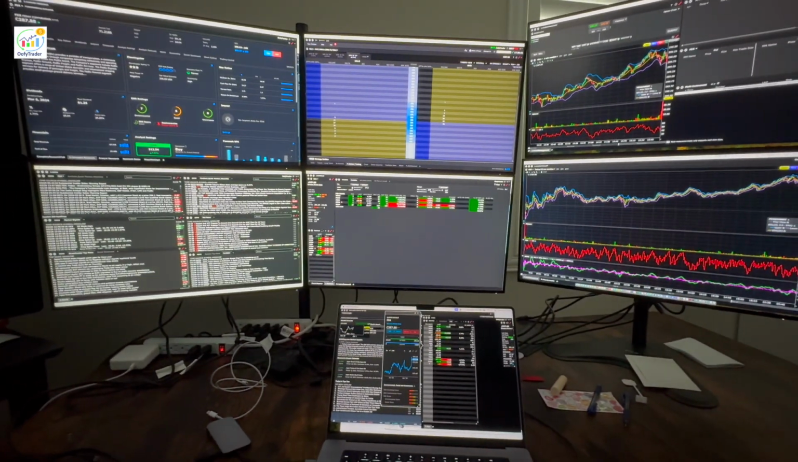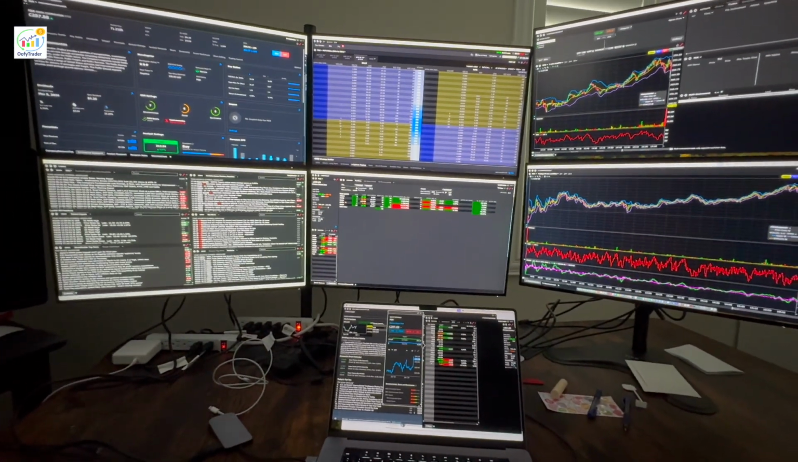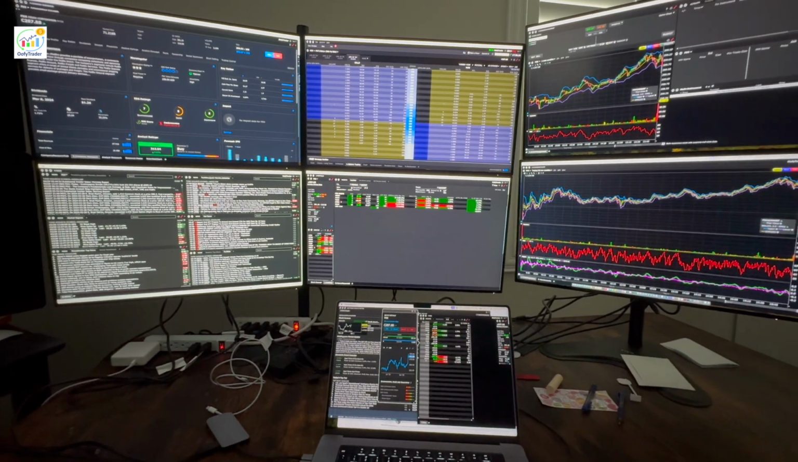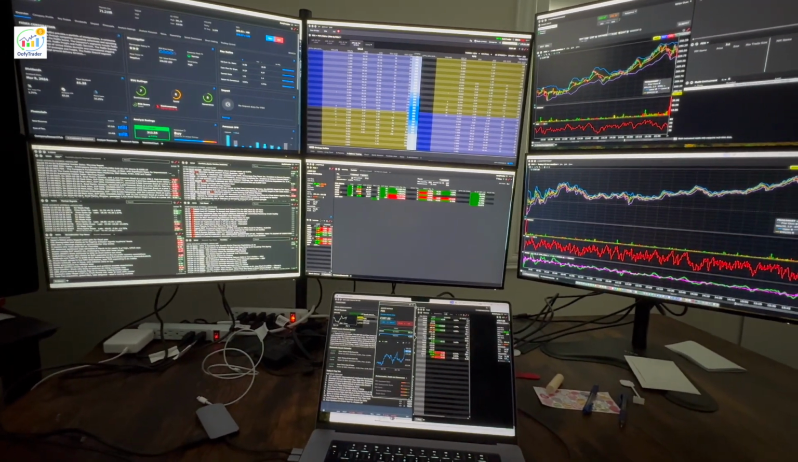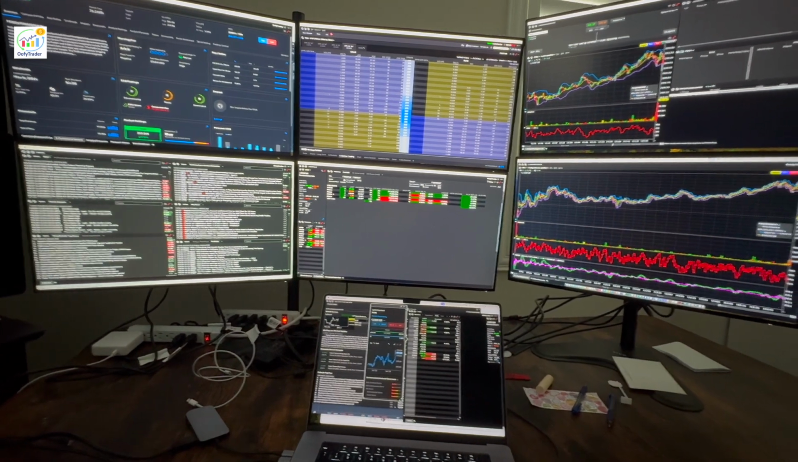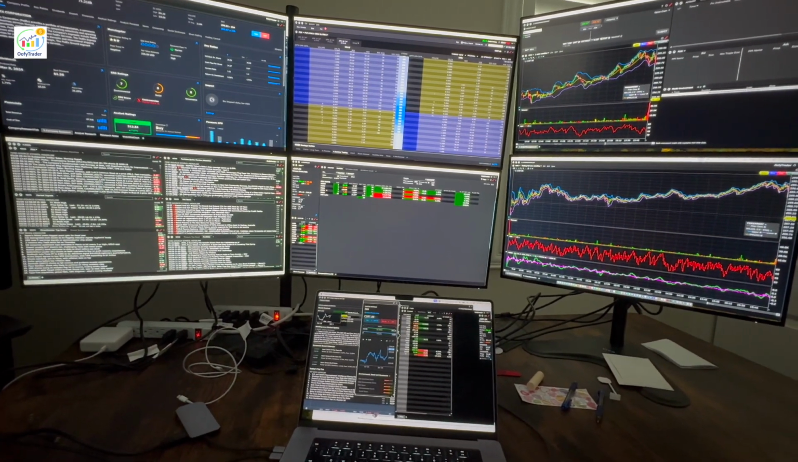Most likely I'll be making separate videos on how I set up Benzinga across the 7 screens, and similarly how I set up my Interactive Brokers across the 7 screens.